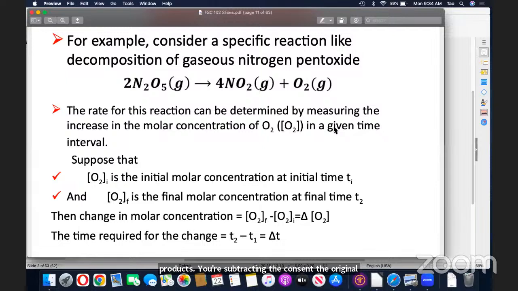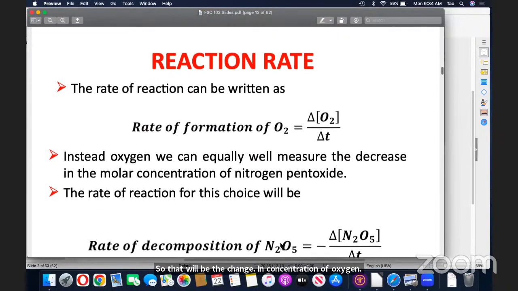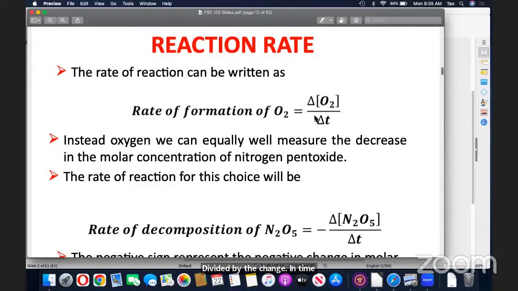Let's look at that again, because you want to determine the change in concentration of your species by the change in time. So the change in concentration is going to be the final concentration of oxygen minus the original concentration. That is the final concentration minus the initial concentration. So that will be the change in concentration of oxygen divided by the change in time. So that's what you have here: the rate of formation of O2.